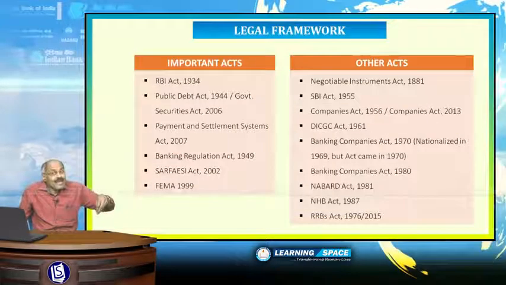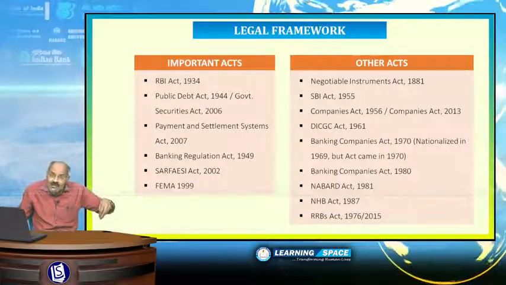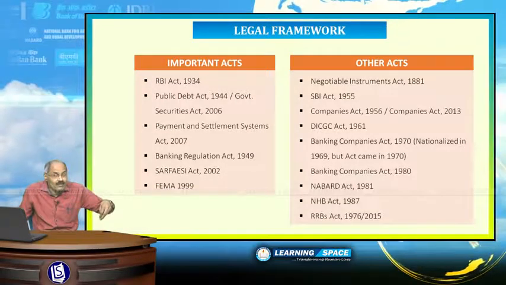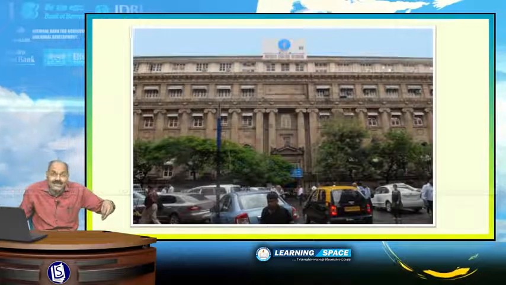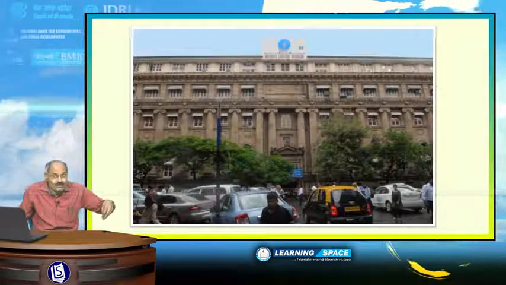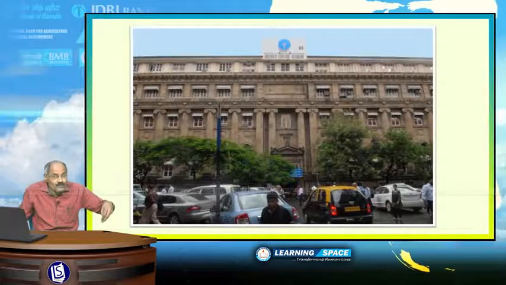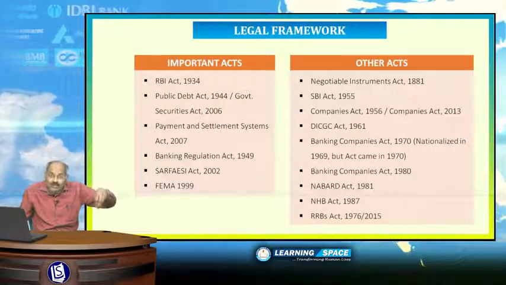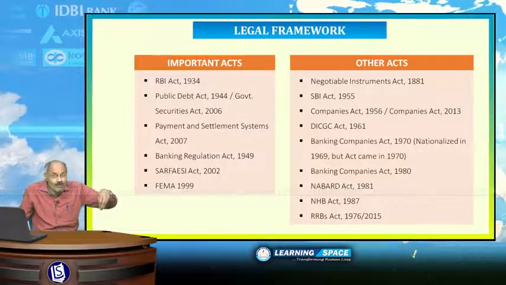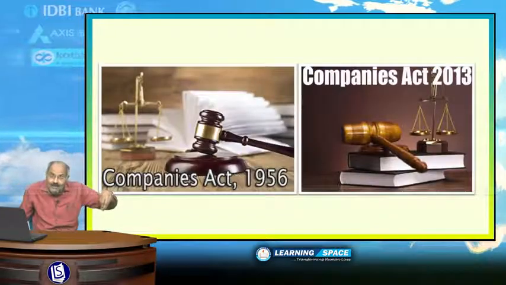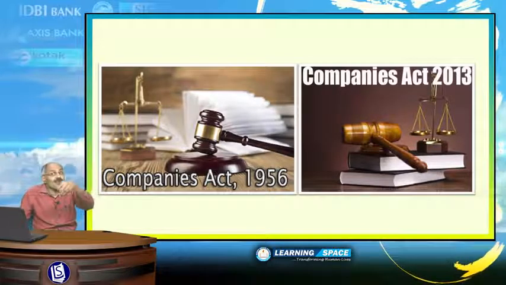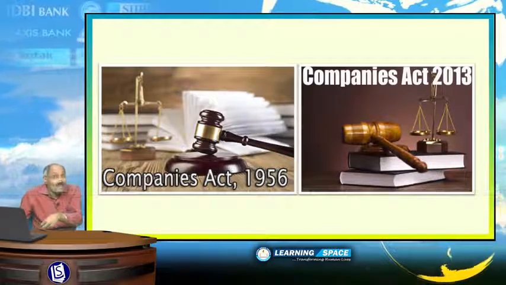SBI Act. This SBI Act pertains to the nationalization of State Bank of India in the year 1955. The rules and regulations governing this act will be looked after by the Reserve Bank of India. Then the Companies Act. A bank, of course, is a company. It is a financial company. It is a banking company. So RBI will look into whether banks are following the stipulations of the Companies Act or not.